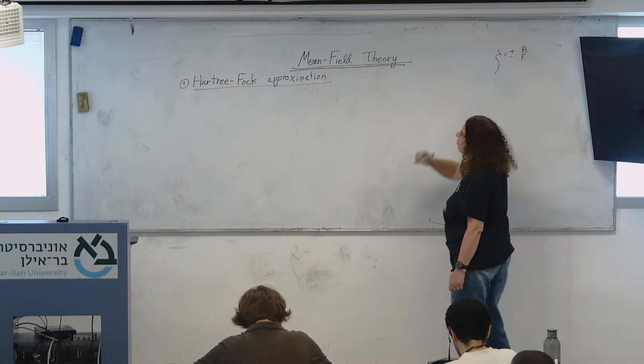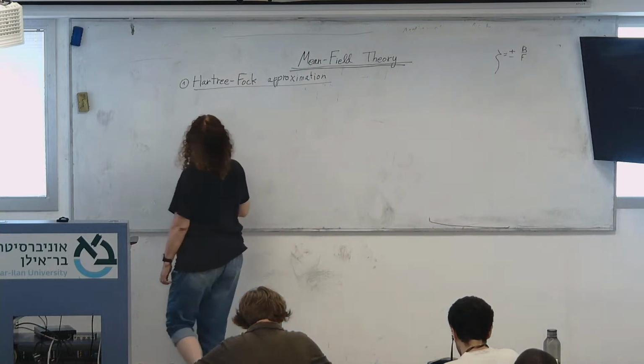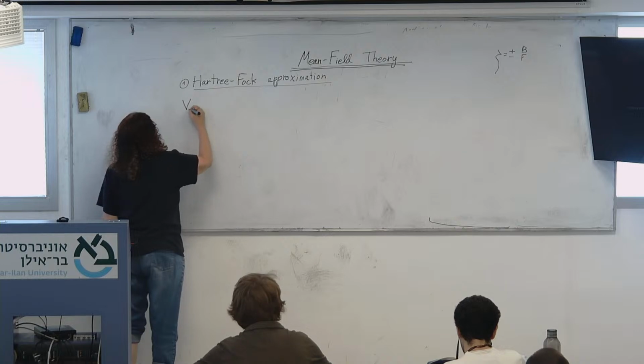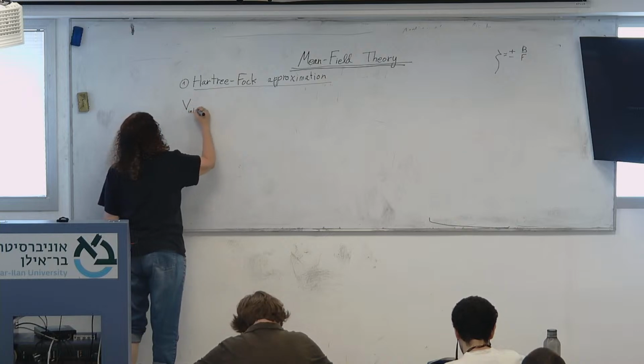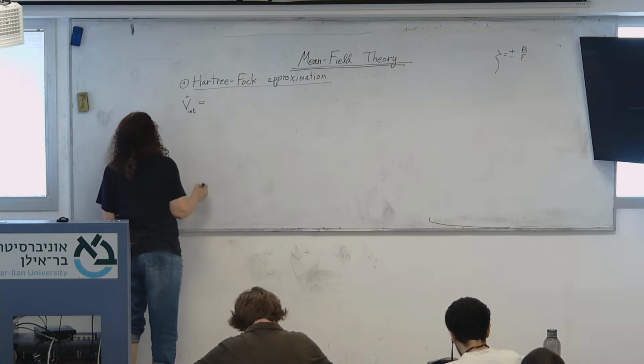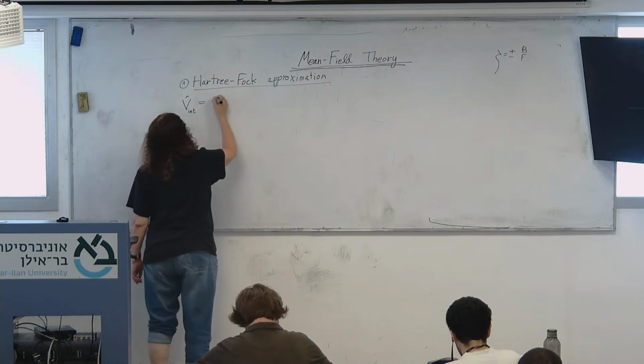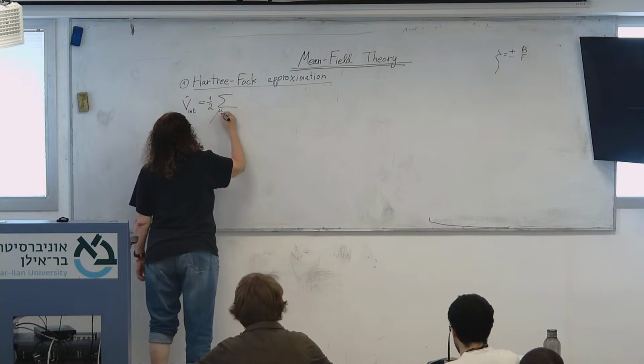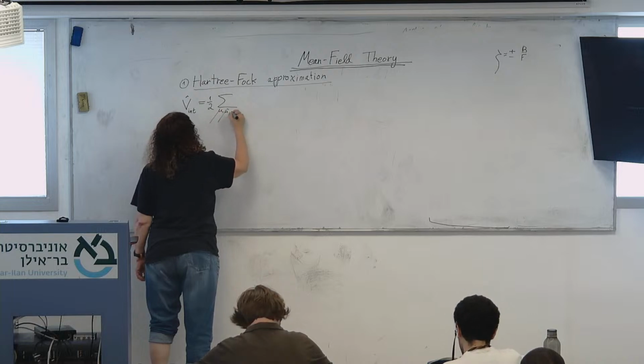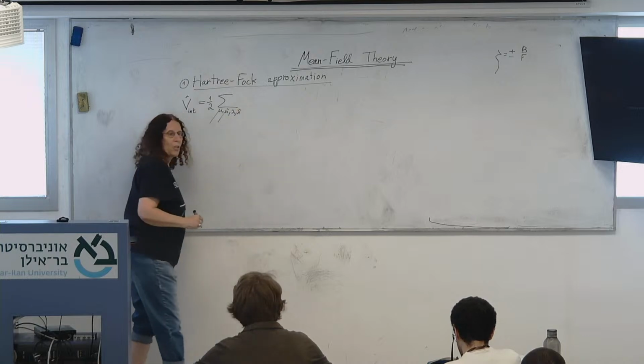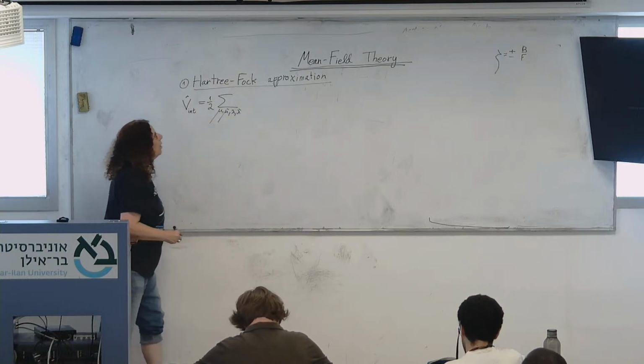Okay. So what is the idea? Let me write a general interaction term, interaction operator, and it has the following form. I'm summing over 4 indices that correspond to the quantum numbers of the single particle problem.